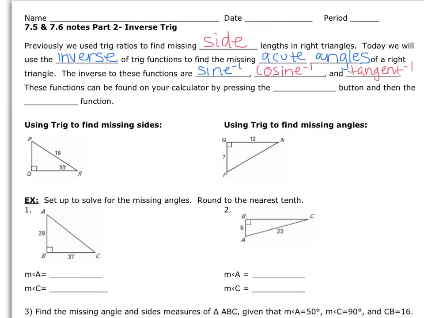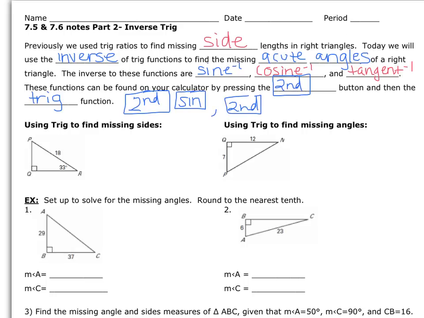So these functions can be found on your calculator by pressing the second button, all right, and then the trig function. So for instance, if you're going to look for an angle of a right triangle instead of a side, you're going to set up your ratio, and then you're going to hit second and then the trig function button. So whichever one you want, sine or cosine or tangent. And when you hit that second button and then the trig function, you're going to see the little -1 exponent, which means you're using the inverse.